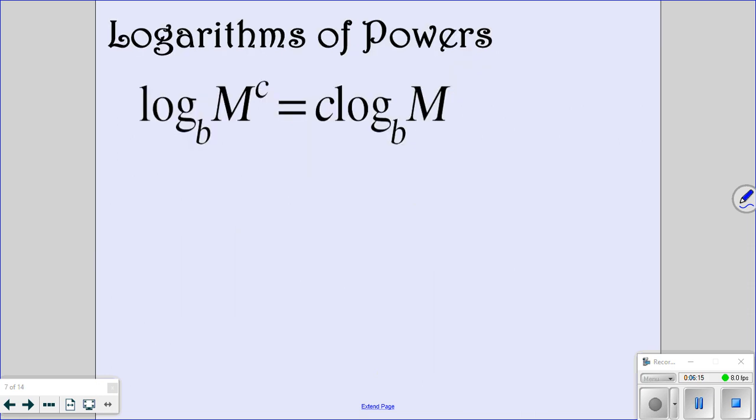Alright, so this is the other rule for your log. It's the power rule. Basically, if you have a number for your exponent, you can move it to the front, or if it's a variable. Or if you have a number that is in front, you can move it to the exponent. So if you want to write that down, that's the power rule for logs.